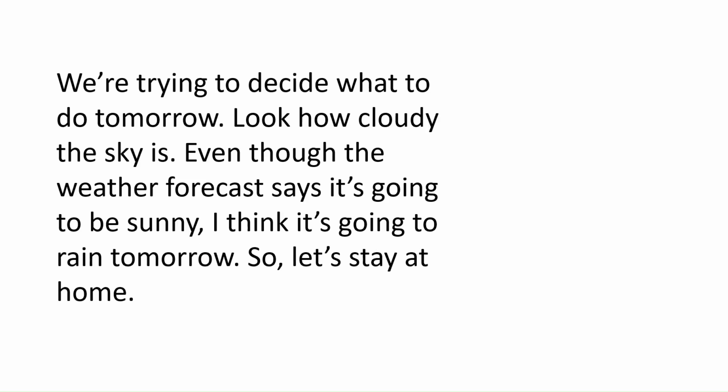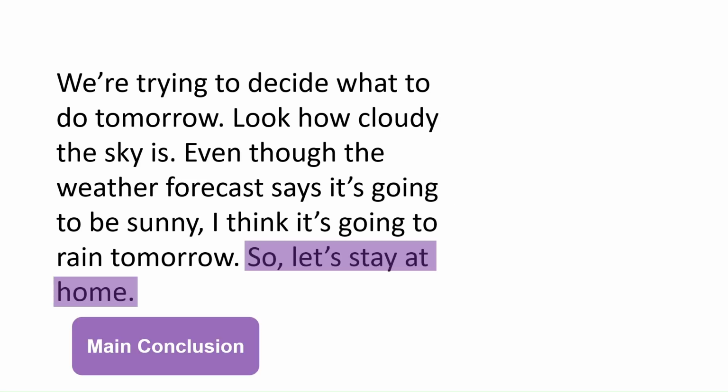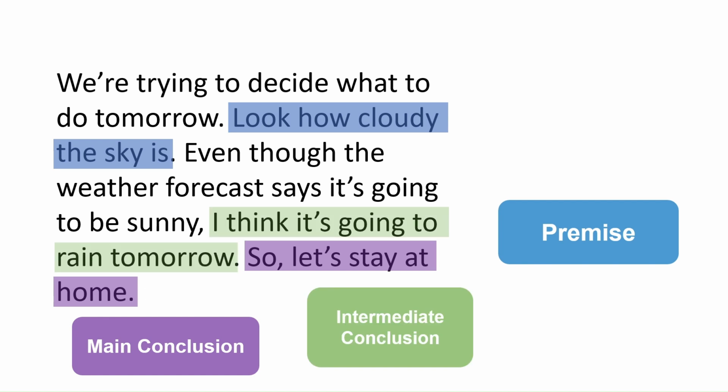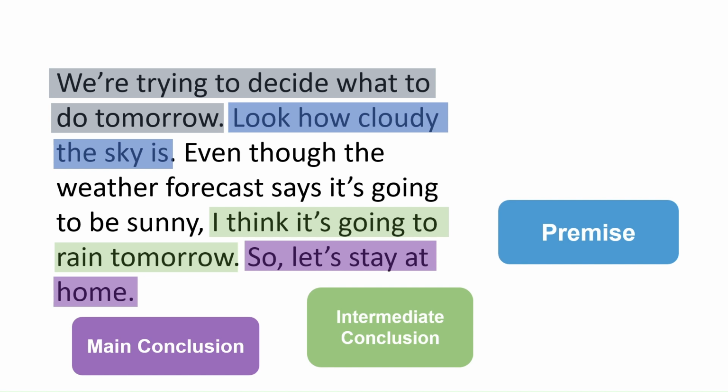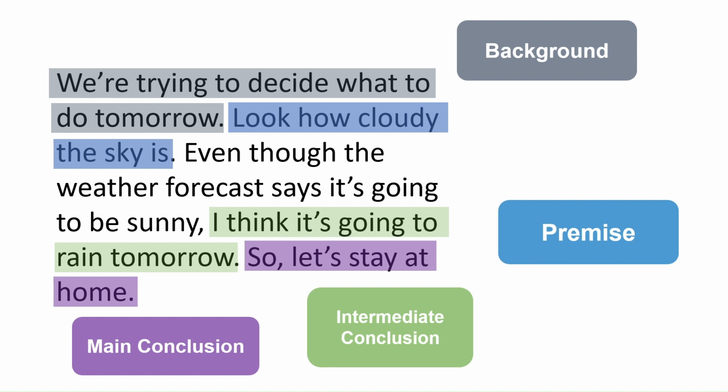So far, so good. Let's go a step further. Here's the same argument, the same conclusion, the same premise, and the same intermediate conclusion, but I've added in a couple of other parts. Take a moment to try to find out how they relate. The first part doesn't directly impact the logic of the situation. It's some context. I'm going to call it background. Then this part here seems actually to contradict my conclusion. If the weather forecast says it's going to be sunny, this is a reason not to stay at home.